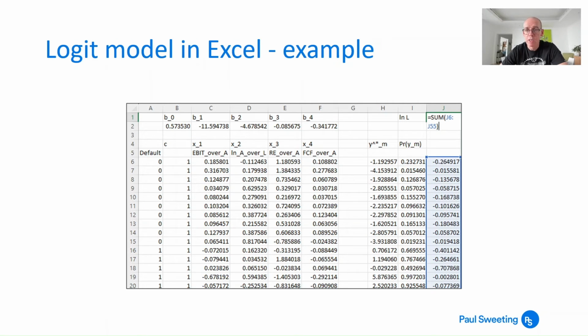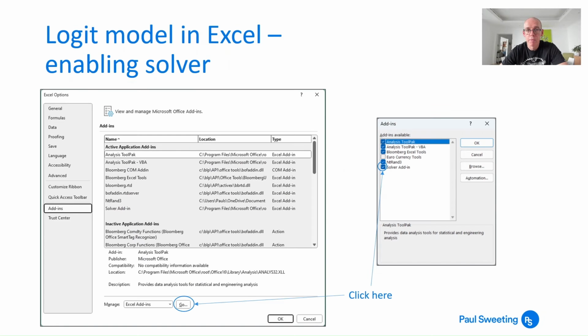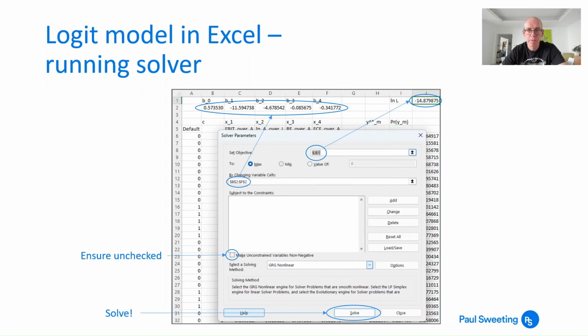So then the next thing to do is to actually try to maximize this. And to do this, I need to use Solver. If you're using Solver in Excel, the first thing you've got to do is make sure it's enabled. So you go to the Options menu item, and you go to Add-in. Then you click on the Go button at the bottom, and you make sure that the Solver add-in is enabled. Then when you've done that, you go to Data and Solver, and you put in the appropriate cell.